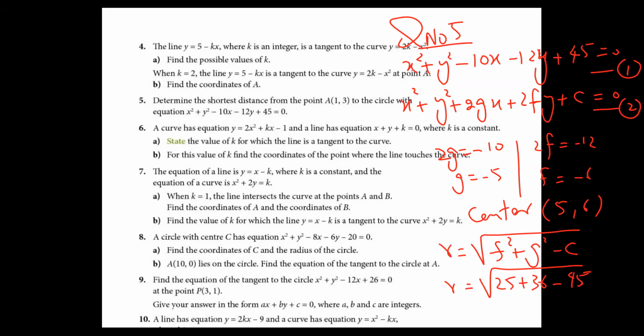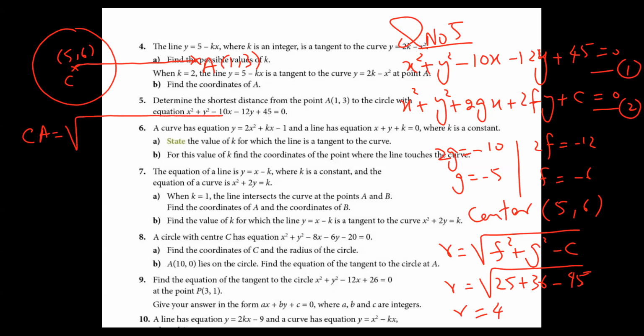It is a matter of typing in the calculator, and then we see what answer comes. So root of 25 plus 36 minus 45 gives 4. So the radius becomes 4. Alhamdulillah. It means we have a circle, and the center of the circle I got is (5, 6), represented by C. Another point is A(8, 13), somewhere here. So find out the distance CA by the distance formula. The formula is the square root of (x2 minus x1) whole squared plus (y2 minus y1) whole squared.